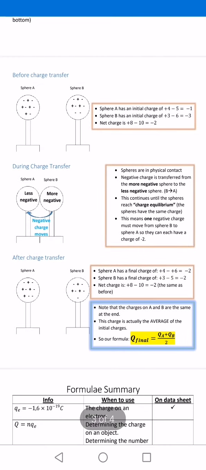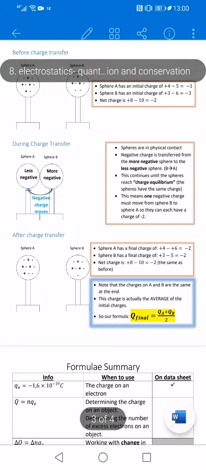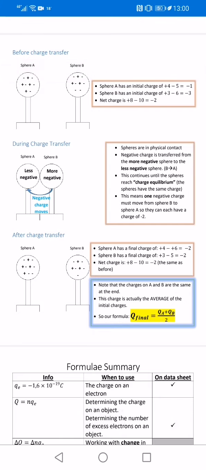So that's where the conservation of charge comes in. Before and after, the net charge is exactly the same. Then in this little blue block, this is where the formula comes in. The charges in A and B are the same at the end. They're both -2, and that value is actually the average of their initial charges. So -3 plus -1 gives -4, divided by 2 gives -2. Remember, that's how you calculate an average: you add together, divide by how many you have. So the end charge on each of them is the average of their initial charges.